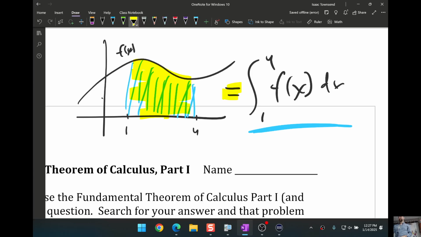So H of 1 means you're plugging in 1 into H. So everywhere there's a t, you replace them with 1. So what happens when you're trying to integrate from 1 to 1?